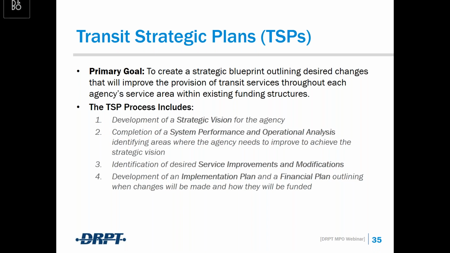That point about existing funding structures is key: we want people to look at improving their services while trying to stay as close to revenue neutral as possible. The TSP process includes the following four categories of items that need to be developed. First, the agency completing the plan will need to develop a strategic vision. If that agency has recently completed a visioning process outside of the TSP process, they will not need to complete it again, but they can incorporate that as the overall strategic vision for the planning process that we're mandating. The second item is the completion of a system performance and operational analysis, which identifies areas where the agency can improve to achieve that strategic vision.